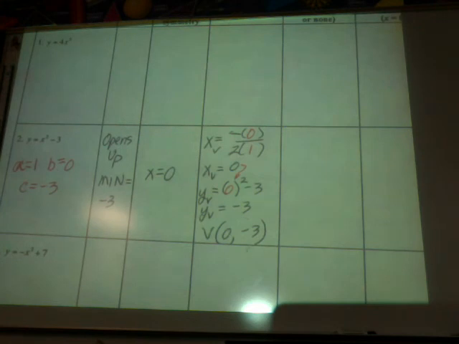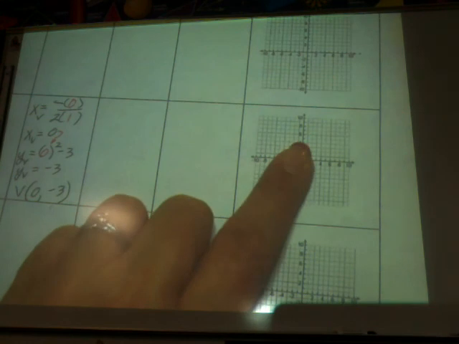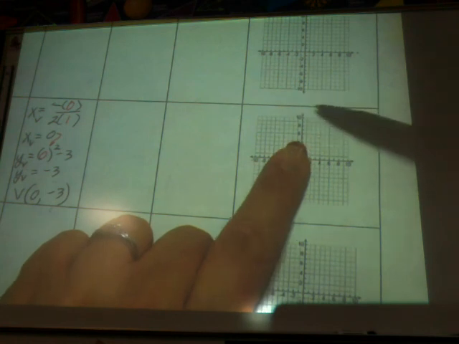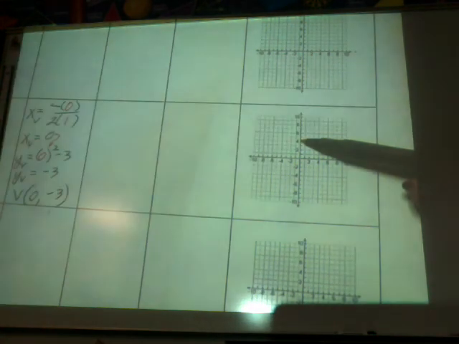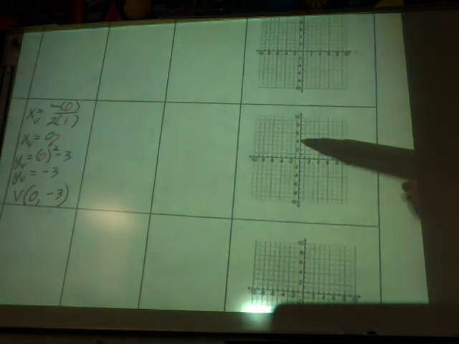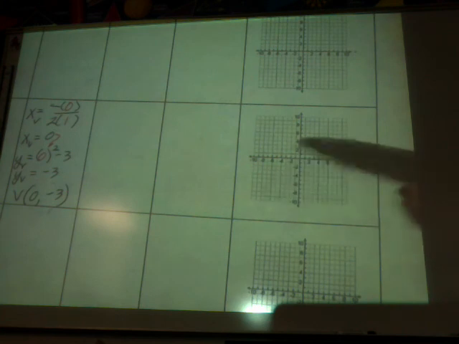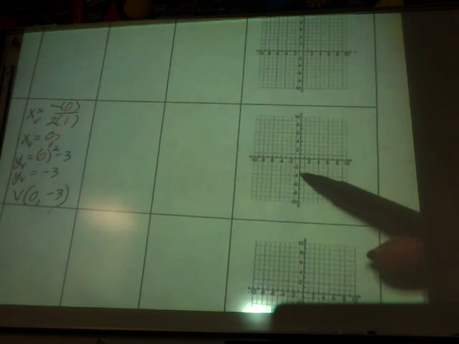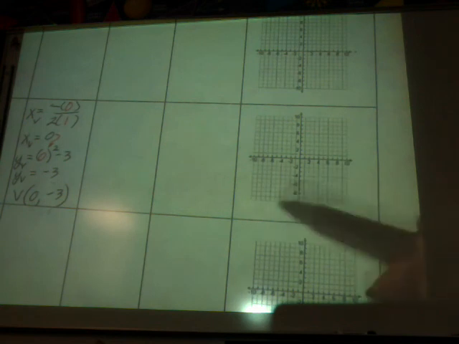I don't know that for sure. We have to determine where the vertex is. If my vertex is above the x-axis and my parabola opens up, how many times will it cross the x-axis? If it's up here and it opens up, will it ever cross? So that would be none. But if it's up here and my parabola opens down, won't it cross twice? Same thing happens if my vertex is below the x-axis. If it's below and opens up, how many times will it cross the x-axis? Twice. What if it opens down? None.